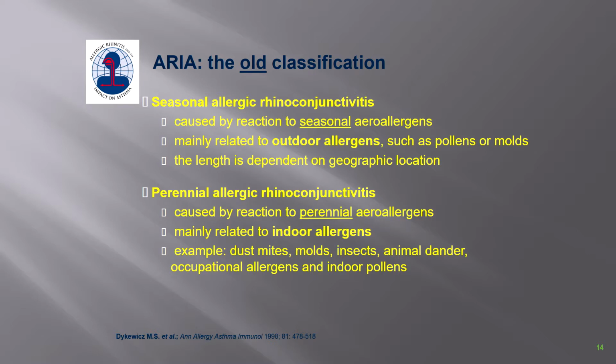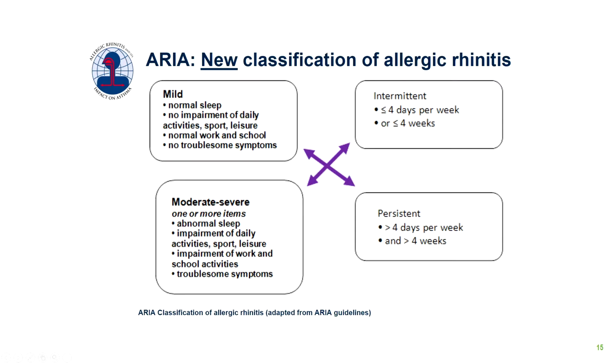This is the old classification in my time in medical school. Allergic rhinitis of 2 types, seasonal and perennial. But now no more. Now we need to classify them as mild, moderate, severe, and the second parameter, intermittent or persistent. So this is how we diagnose it and classify it. If your sleep is normal, your daily activity is normal, your work and school are okay, and there is no troublesome symptom, it's mild, and if you have any one of these, then you're actually moderate-severe.